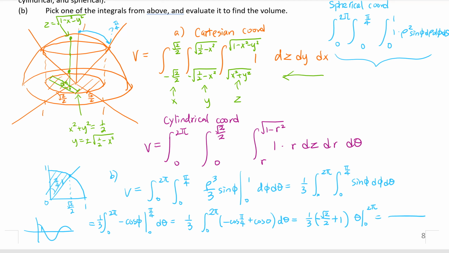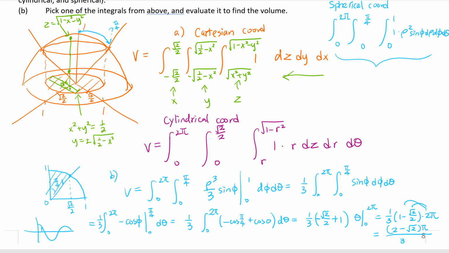So we get 1/3, 1 minus root 2 over 2, times 2 pi. We can also simplify and distribute the 2. We get 2 times 1, and then the 2 and the bottom 2 cancel. We get square root of 2, and then times pi. So this is our answer for these questions.